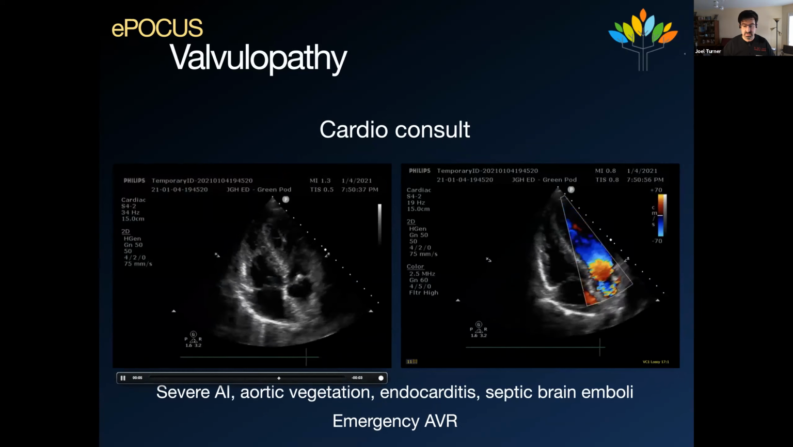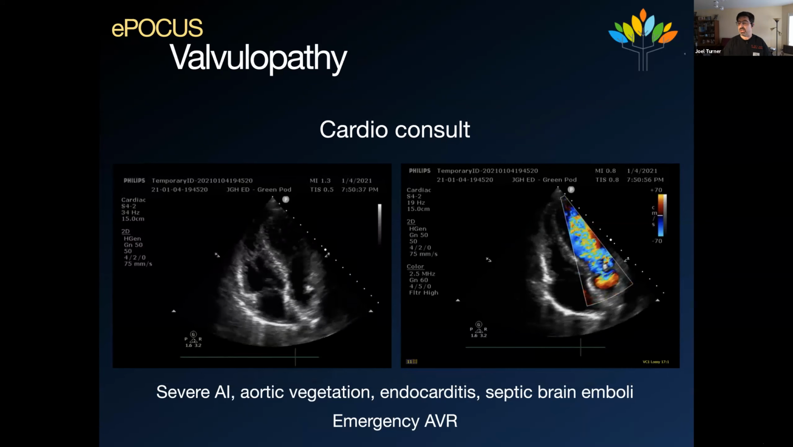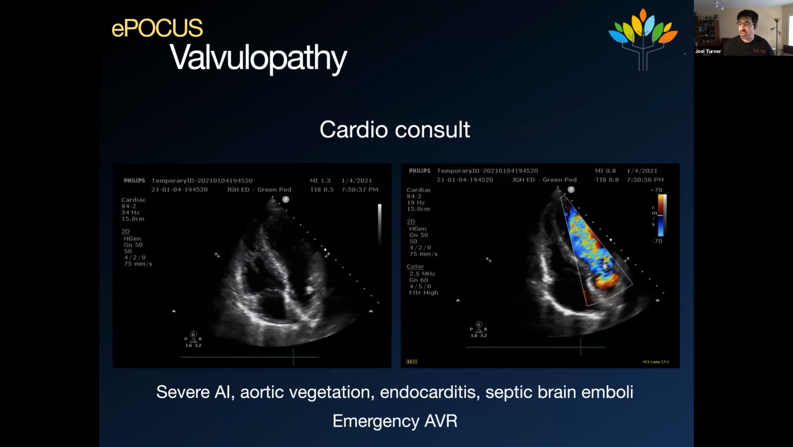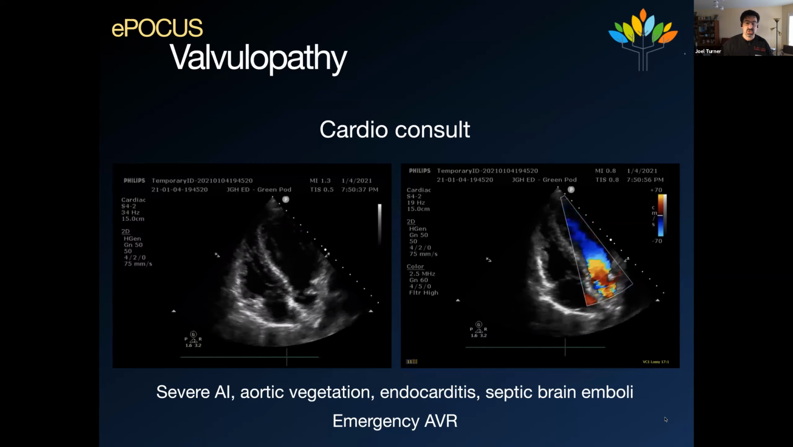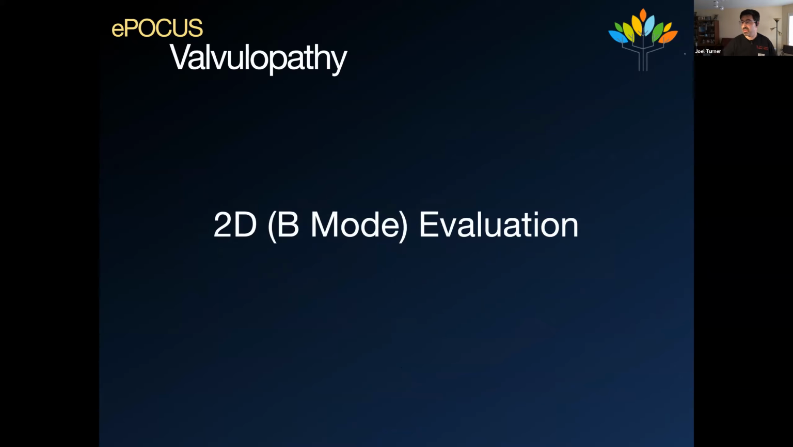Then they put color flow on it and saw this massive aortic regurg in this young woman, identifying this as a vegetation. She was diagnosed with endocarditis, eventually was found to have brain emboli, and a day or two later underwent an emergency valve replacement. I don't want to tell you that this is going to happen every single time, but there is no question that if you don't look for it, you'll miss it. You will miss some critical diagnoses if you don't actually assess your valves.